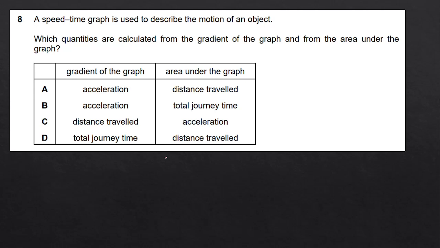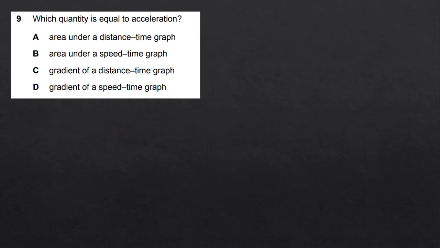A speed time graph is used to describe the motion of an object. Which quantities are calculated from the gradient of the graph and from the area under the graph? When we are considering a speed time graph, the gradient of the graph provides acceleration and the area under the graph provides distance traveled. So it's option A. Question 9. Which quantity is equal to acceleration? Acceleration is the gradient of the speed time graph. It's option D.